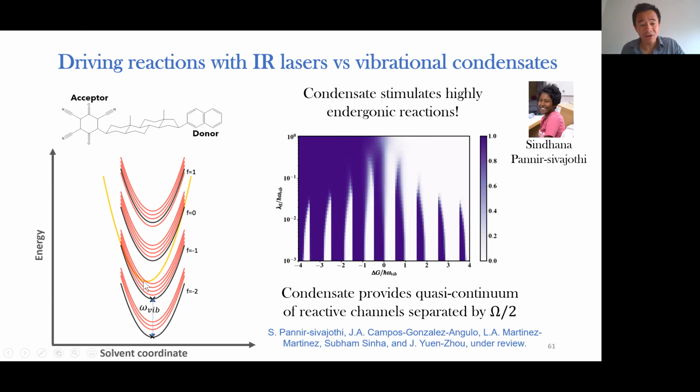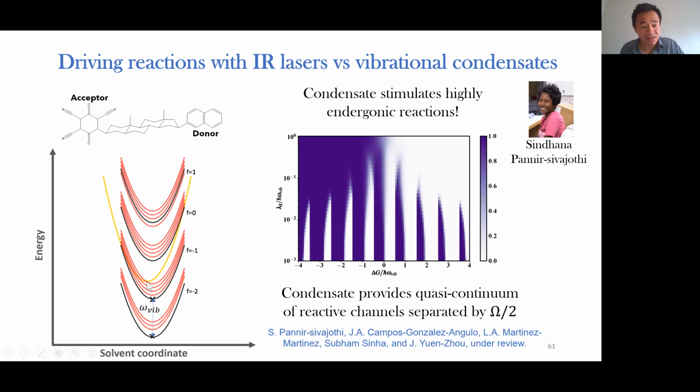So then you basically get a continuum of tuning the separation of energies between the different polaritonic energy surfaces. And what that does is that you can always find situations where you can cancel the activation energy, right?